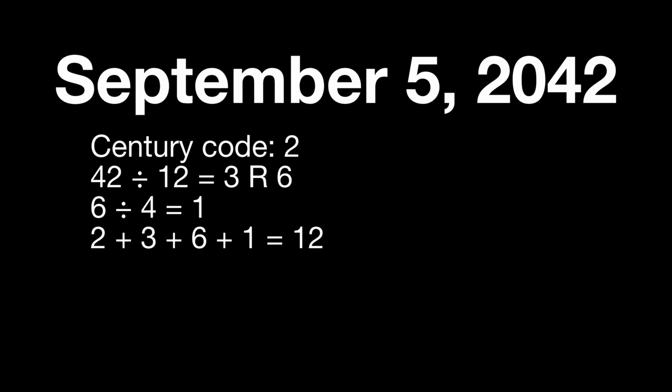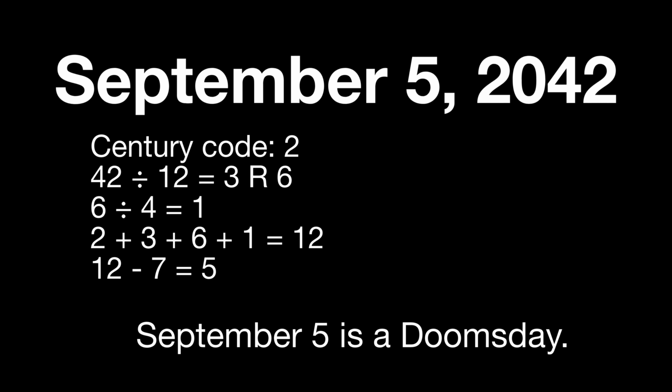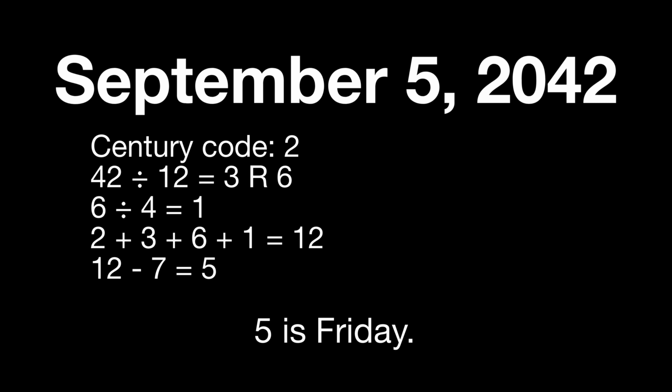Here's another example. September 5, 2042. The century code is 2. Use its last two digits and divide it by 12. We get 3 and 6. Divide 6 by 4. Don't mind its remainder. Add all of them together. 2 plus 3 plus 6 plus 1 equals 12. 12 minus 7 equals 5. September 5 is a doomsday, so 5 is Friday.